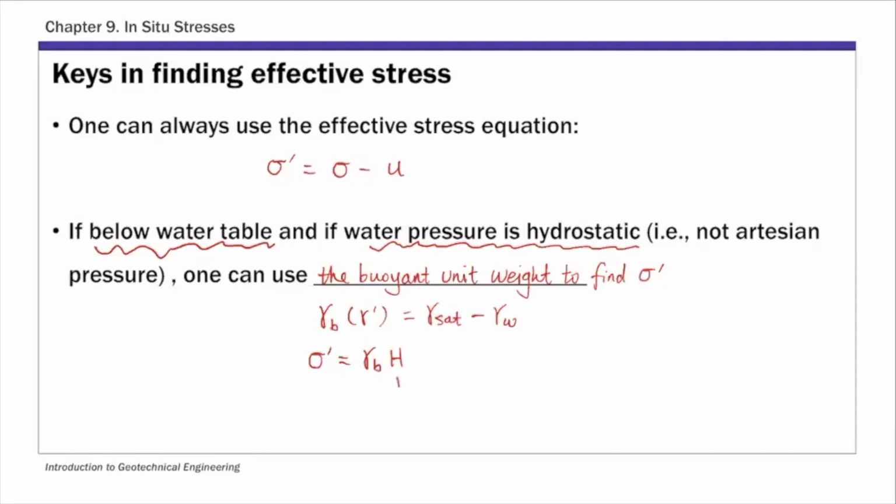And this H here is the thickness of the saturated layer. But if you want to use this buoyant unit weight, you need to make sure that, first, the soil is below the water table and fully saturated, and second, the pore pressure is hydrostatic, so you don't have artesian condition. Otherwise, you have to use the effective stress equation to calculate effective stress.